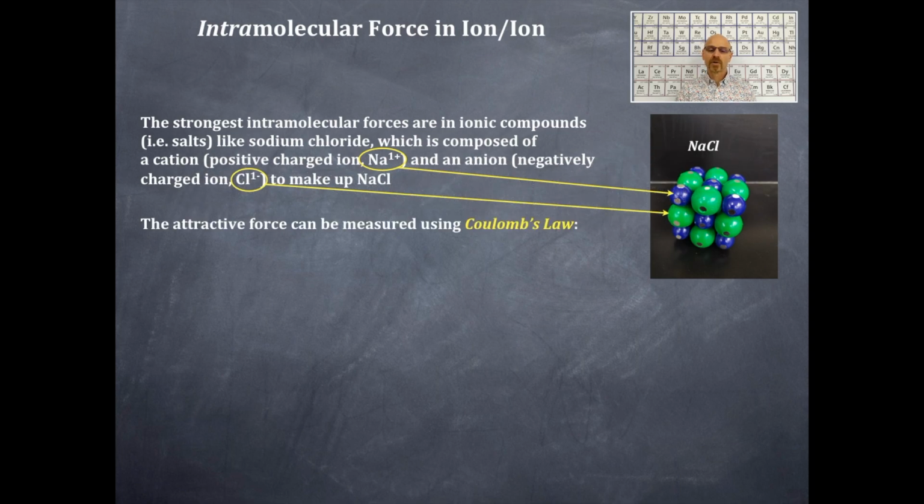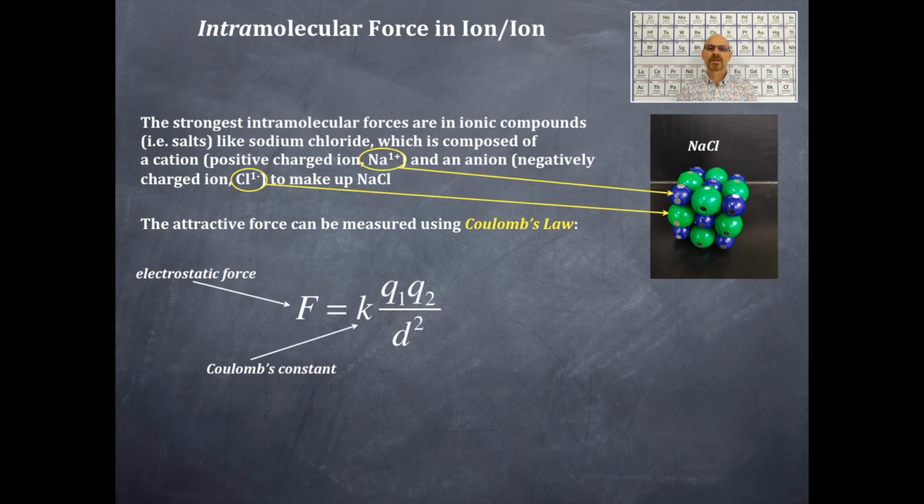The attractive force can be measured using Coulomb's law, and this is Coulomb's law. The force is the electrostatic force between the two different ion charges. This is the Coulomb's law constant, and these are point charge number 1 and point charge number 2, i.e. the cation and the anion respectively in this case. And this is the distance between the charged centers.